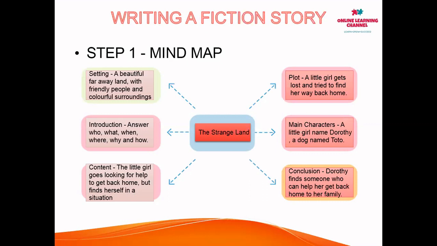Then you need to know your main characters. So in your mind map, you put all these things. I got a little girl named Dorothy and her dog named Toto. There could be many other characters. Right? Let's go on to the left-hand side. Setting. Where is the story taking place? A beautiful faraway land with friendly people and colorful surroundings. So I'm describing the setting of how people live there. Okay?